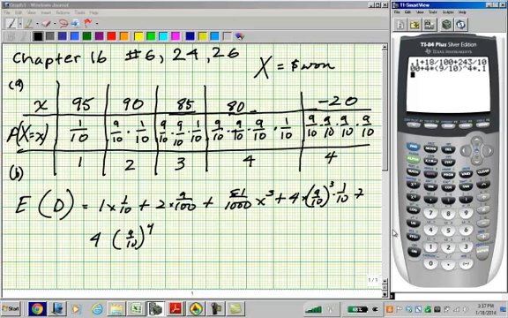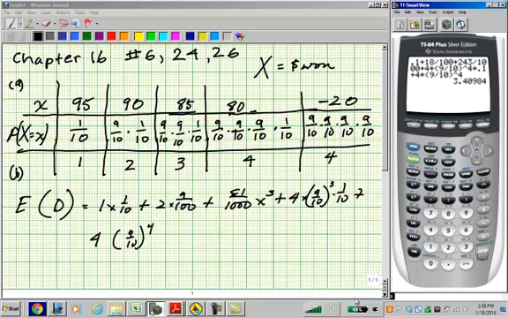1 times 1/10, that's 0.1, plus 2 times 9 over 100, 18 over 100, plus 81 over 1,000 times 3, okay, well, that'll be 243 over 1,000, plus 4 times 9/10 to the fourth times 0.1, plus, oh here, look what I left out, plus 4 times 9/10 to the fourth. Alright, I hit enter, and I'm going to get 3.409.